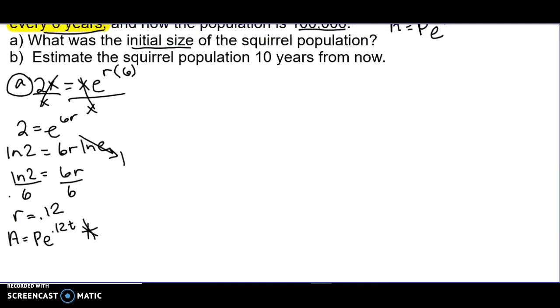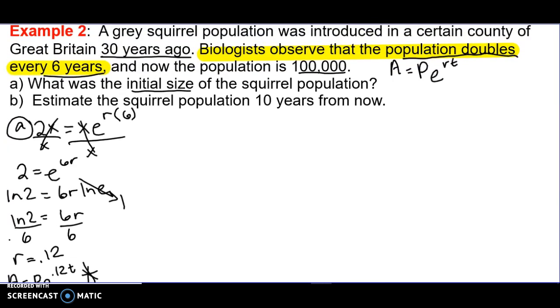So I'm going to use this formula, but I'm also going to use some other information that was given. The county of Great Britain identified this gray squirrel population 30 years ago, and 30 years from now, the population is 100,000. So I'm still working on part A: what is the initial size of the squirrel population?